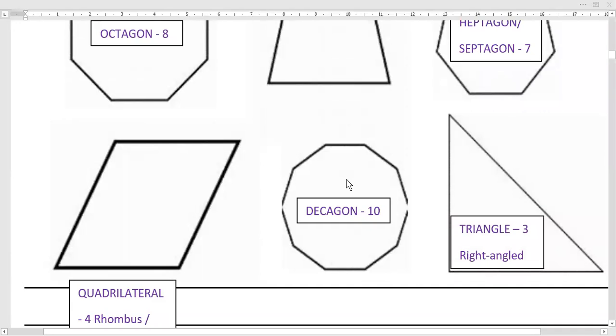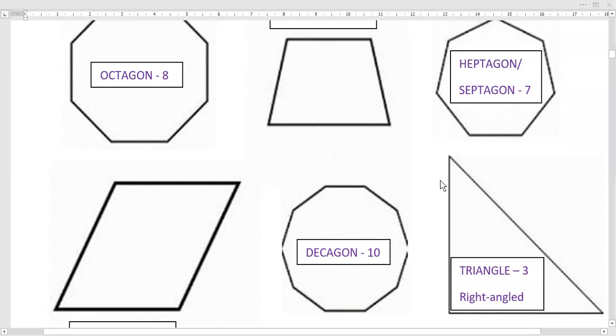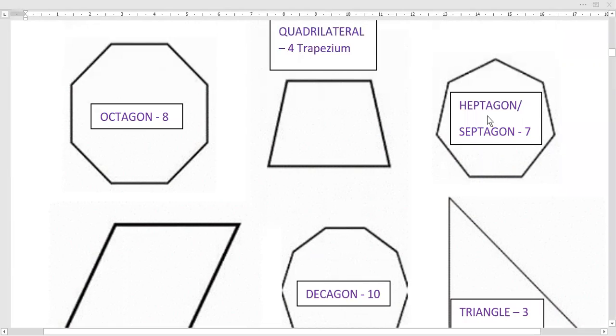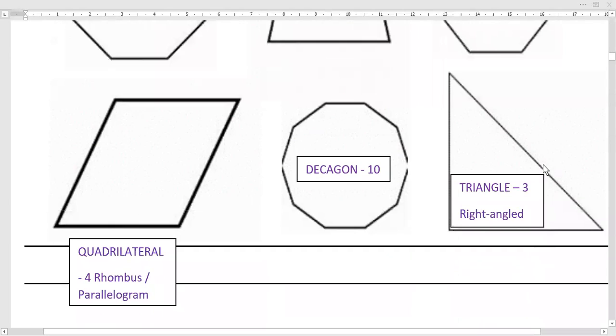Okay, this is a decagon because it's got 10 sides. Okay, so it's got 1, 2, 3, 4, 5, 6, 7, 8, 9, 10. So it's got 10 sides. And then a heptagon or a septagon, doesn't matter which one you call it, as long as it's got ept, I guess. Then it is 7 sides, and then a triangle. Just mention what type of triangle it is, or what type of triangle it looks like at that stage.